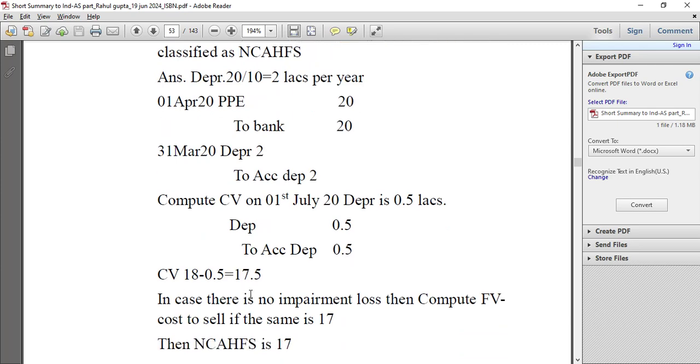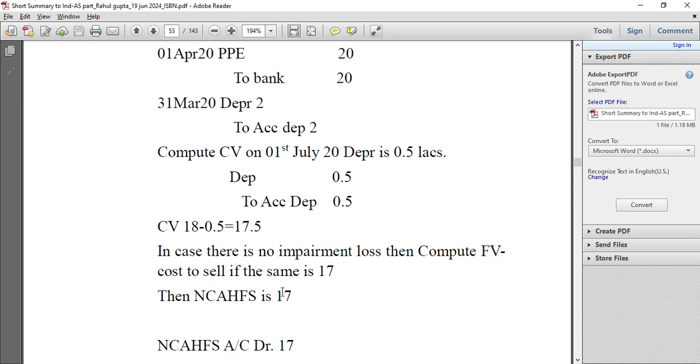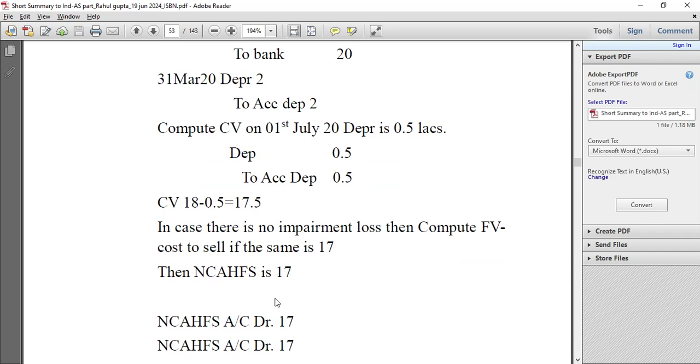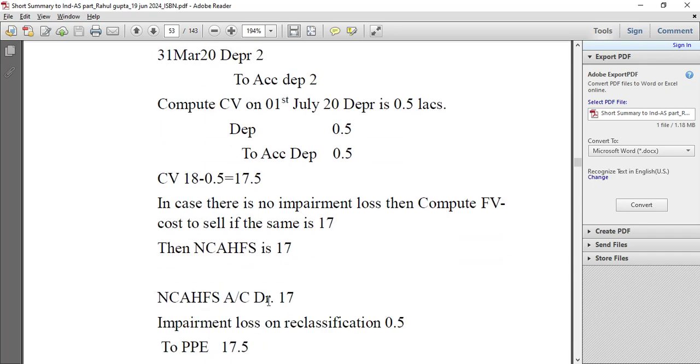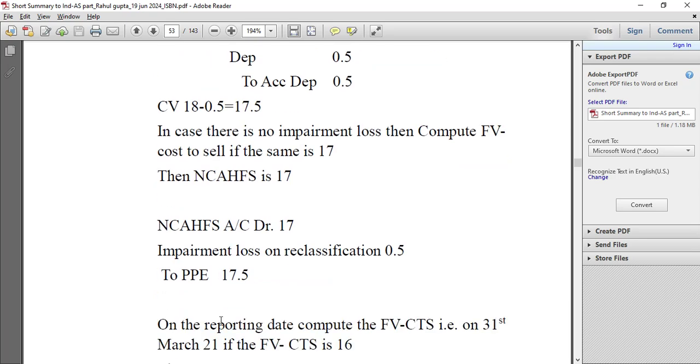In case there is no impairment loss, then compute fair value less cost to sell. If the same is 17, then NCHFS would be 17. NCHFS account debit 17, impairment loss on declassification to NCHFS 0.5, to PPE 17.5.